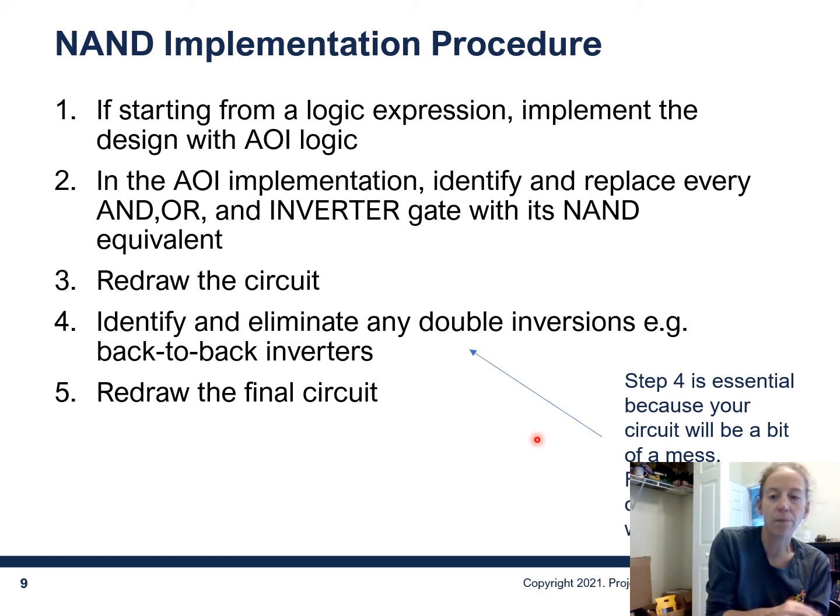You are going to end up most likely with lots of back-to-back NAND gates, inverters. And so you can eliminate those. It's going to really reduce what you have in that circuit, and then redraw the final circuit. And what do I have underneath there? It says step 4 is essential because your circuit will be a bit of a mess. Fortunately, it often simplifies well.